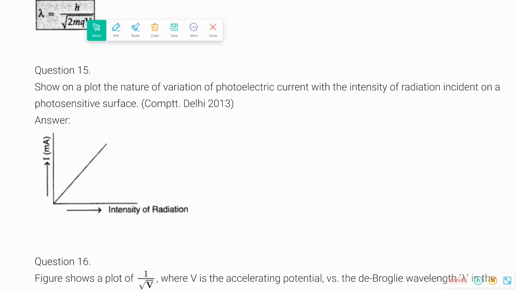Now see, on a plot, the nature of variation of photoelectric current with intensity of radiation. Photocurrent, incident radiation. Remember the experimental study. So first one, effect of intensity on photoelectric current. So this is the graph, directly you can write. Here photocurrent, here intensity of radiation. So they are directly proportional. That means if intensity of radiation is increasing, the number of photoelectrons per second increases. But remember, this happens after attaining threshold frequency.